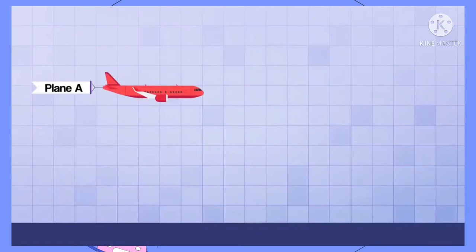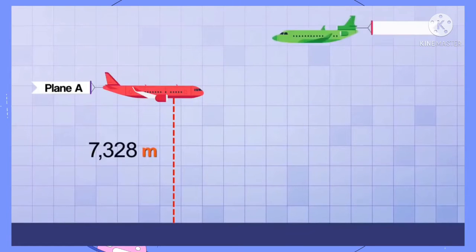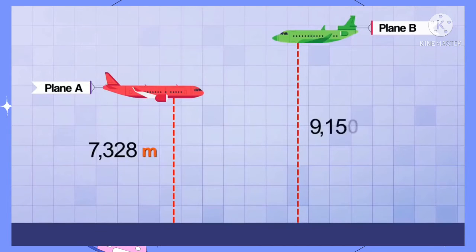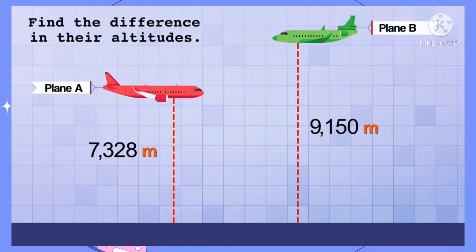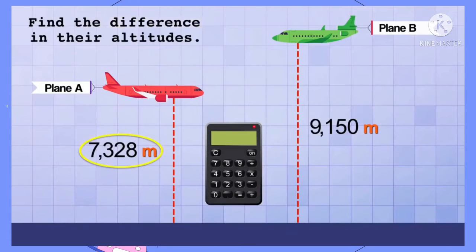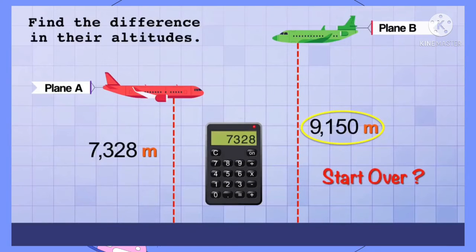Let's say an airplane, we'll call it plane A, is flying at an altitude of 7,328 meters. And another plane, plane B, is flying at an altitude of 9,150 meters. And the problem asks you to find the difference in their altitudes. You know that means you need to subtract, so you quickly get out your calculator and start typing in the first number. But as soon as you get the 7,328 entered and hit the subtract button, you realize the second altitude is bigger. That means you'll have a negative number as your answer. Should you start over and type the bigger number first?